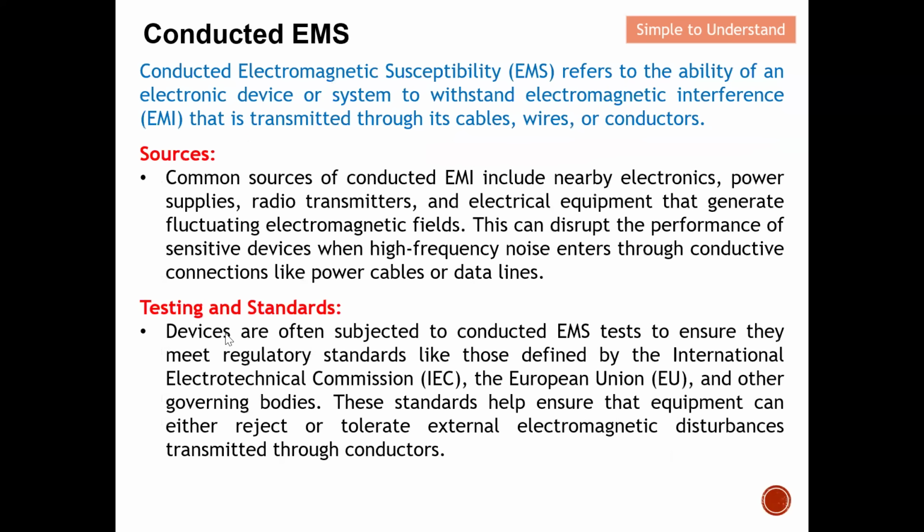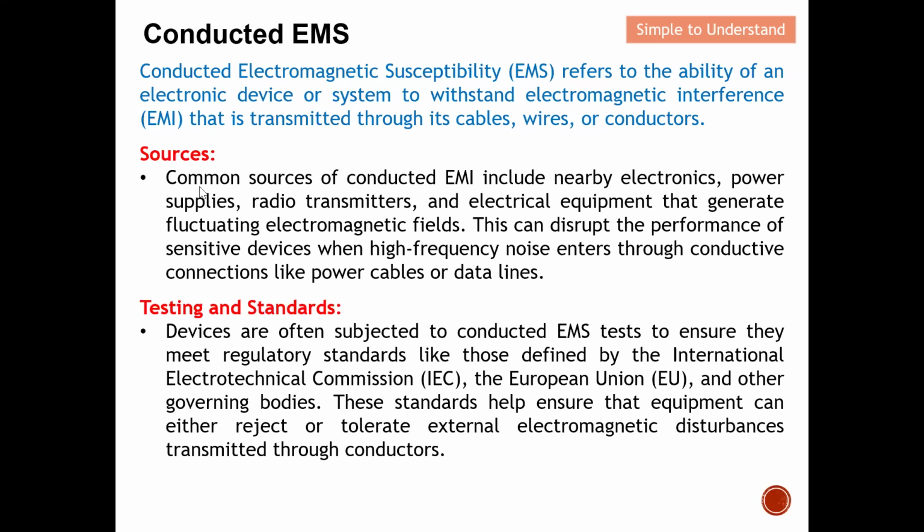Let's quickly move to the last one, which is the conductor EMS, conductor immunity. Conductor electromagnetic susceptibility refers to the ability of an electronic device or system to withstand electromagnetic interference that is transmitted through its cable, wire, or conductor. So in short, for this case, we inject the noise through the cable, through the wire, or through any conductor material that is connected to the DUT.